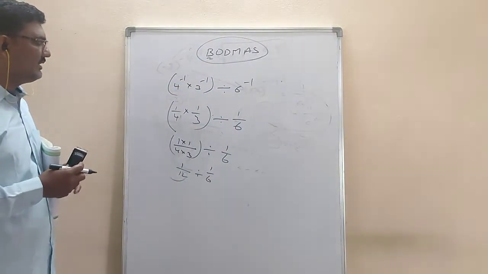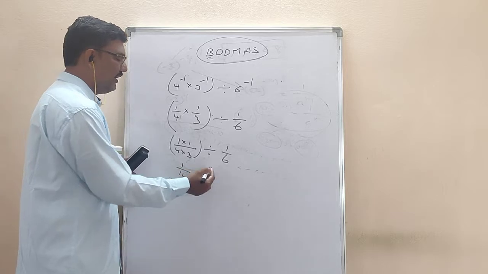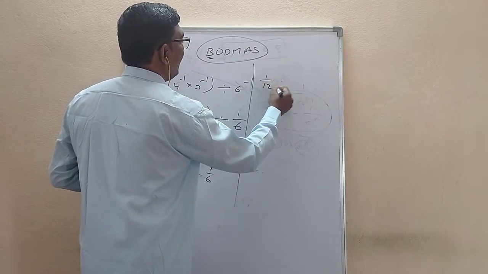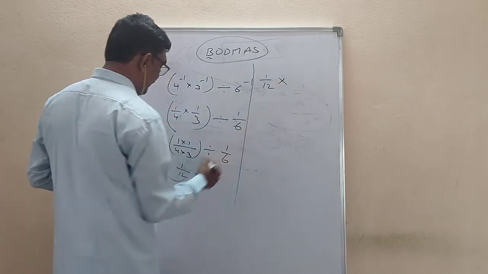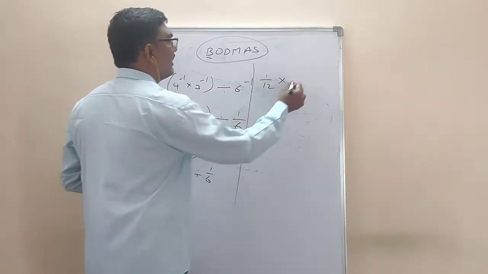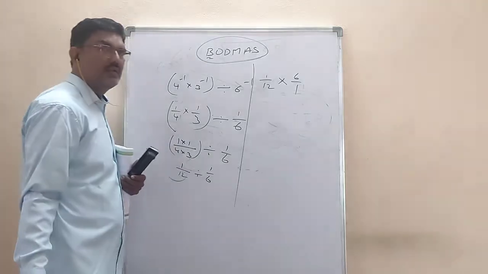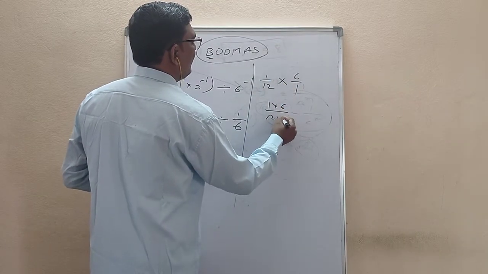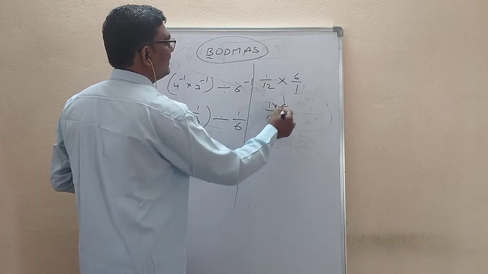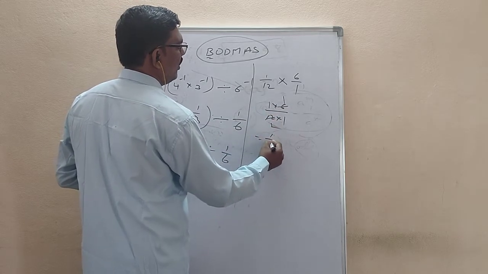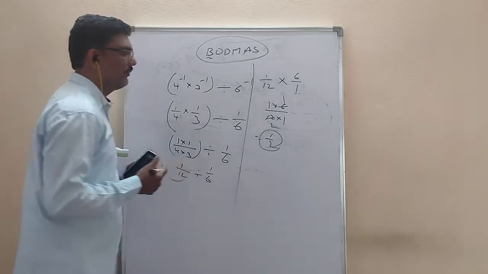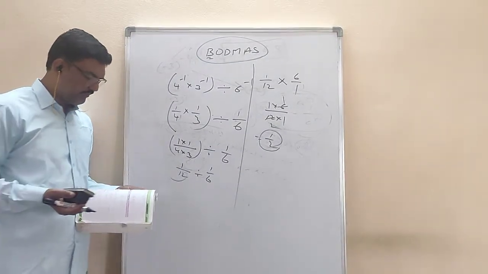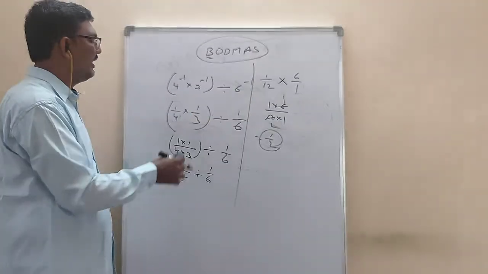In 7th class, we did a rational number divided by a rational number. That is, 1 by 12 divided by becomes into, this fraction will be reversed, 6 by 1. Now if you multiply, 1 into 6 by 12 into 1. So 6 ones are 6, 12 ones are 12. How much are you getting? 1 by 2. So 1 by 2 is the answer for this question. Now we have to simplify stepwise like this.